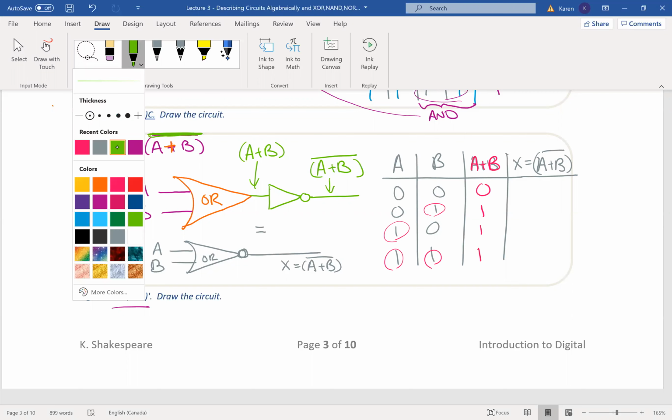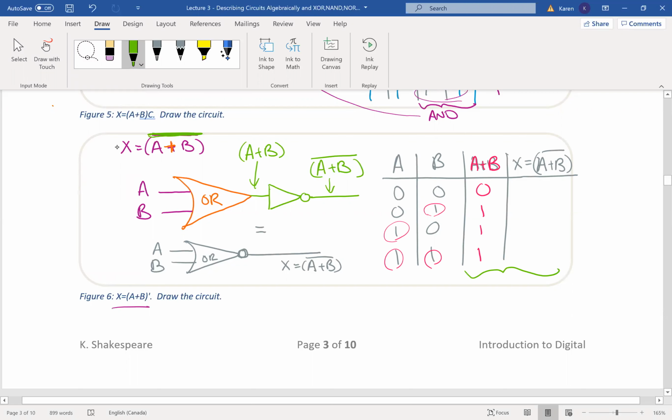Now I'm focusing just on these 2 columns, and I'm saying that x is the inverted version of this column. So an inverted version of this column means the 0 turns to a 1, the 1 turns to a 0, etc. So the final output of the truth table is this last column, 1, 0, 0, 0.